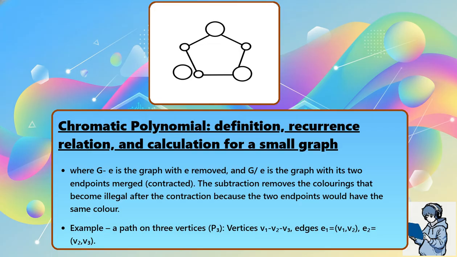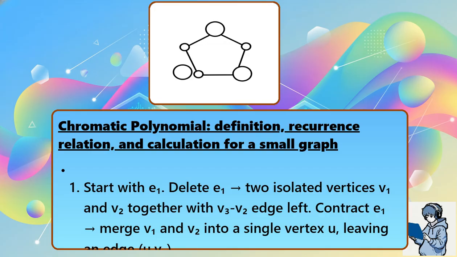Example, a path on 3 vertices, P3. Vertices V1, V2, V3, edges e1 equals V1V2, e2 equals V2V3. Step 1, start with e1. Delete e1, resulting in 2 isolated vertices V1 and V2 together with the edge between V3 and V2 left. Contract e1, merging V1 and V2 into a single vertex U, leaving an edge between U and V3.